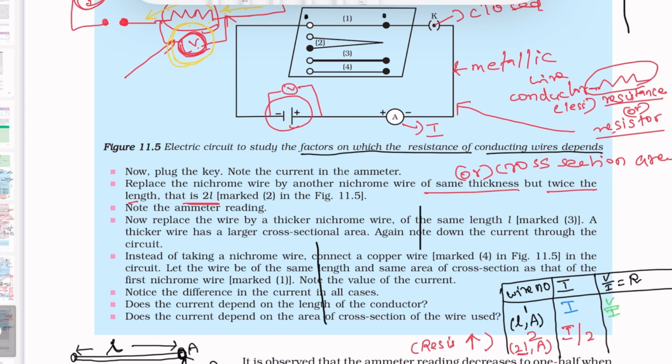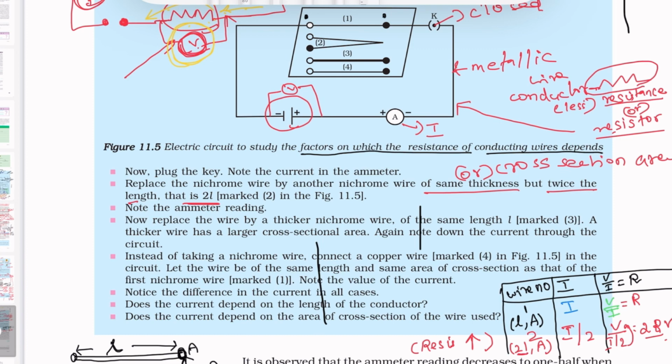What I did was just increase my length. Instead of L, I doubled the length to 2L. So what happens to the resistance? My resistance is increased, no? How will I know? Here the resistance was R, here it is V by I by 2. This 2 comes to the numerator, so it becomes 2R. The resistance is increased, and because of that the current is halved, I by 2.